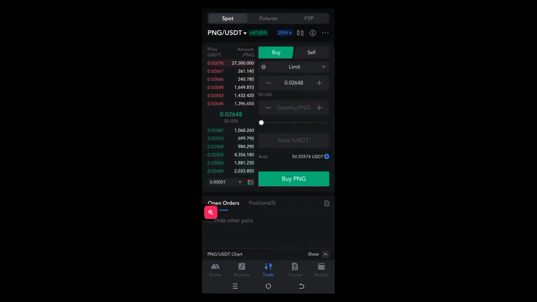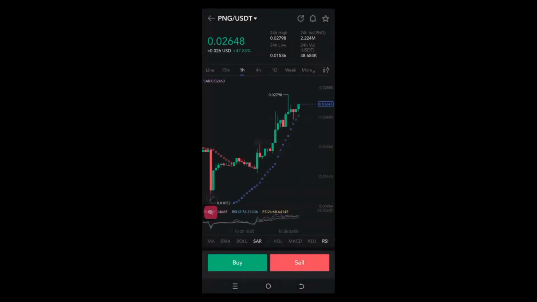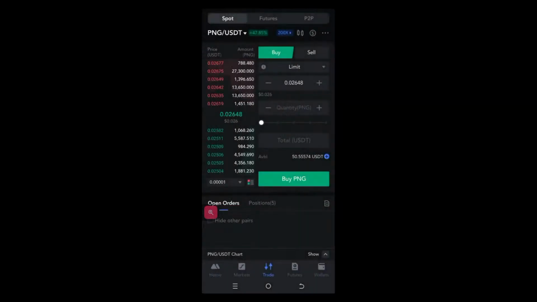Maybe do we want to try this out one more time? Let me check this out. It looks like it's in pump mode. Yeah, I think I'll try this out one more time. Let's go. There's no harm in it.